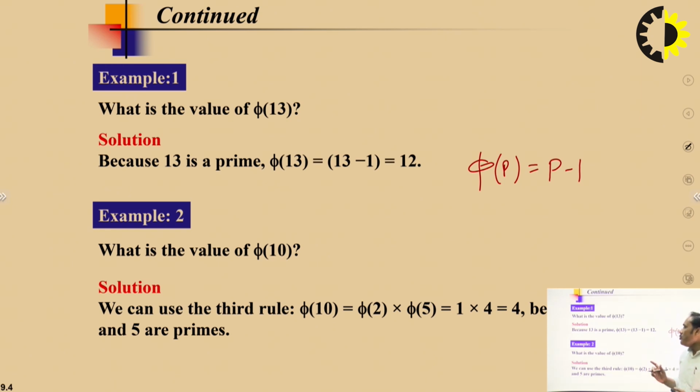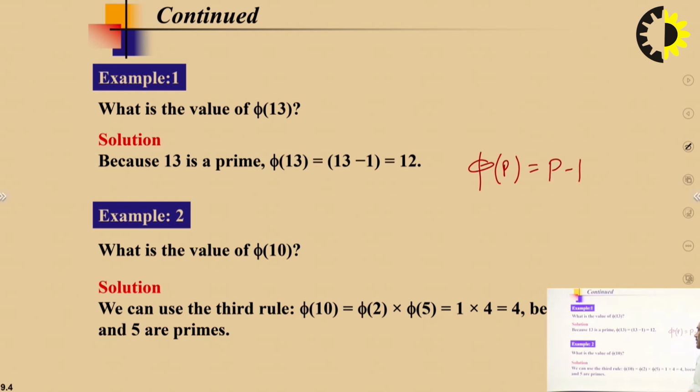So what is the value of phi 10? Because 10 is not a prime number, first you will factorize 10. You can factorize 10 into two different parts, 2 into 5. Both 2 and 5 are prime numbers, so you can easily solve the value of phi 10.